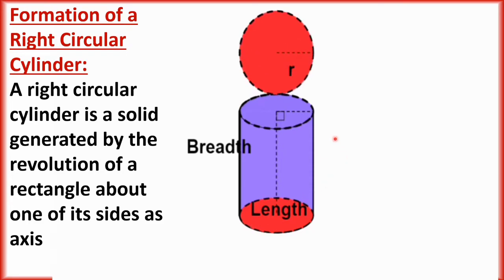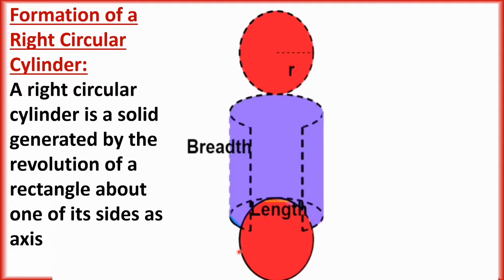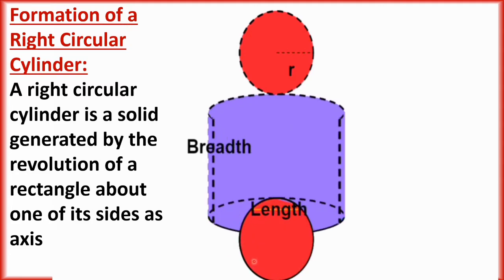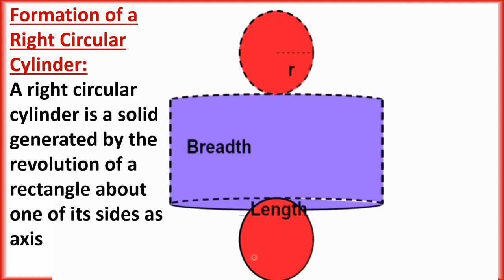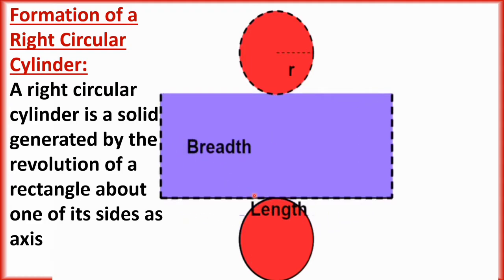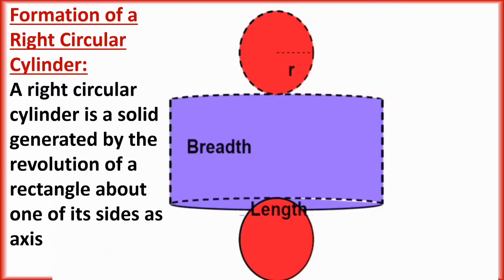We denote the radius of the cylinder as r and the height of the cylinder as h. Listen carefully. Length of the rectangle is the circumference of the base of the cylinder. The base is in circular shape. Breadth is the height of the cylinder. If we clearly understand this concept, we don't need to memorize the formulas.